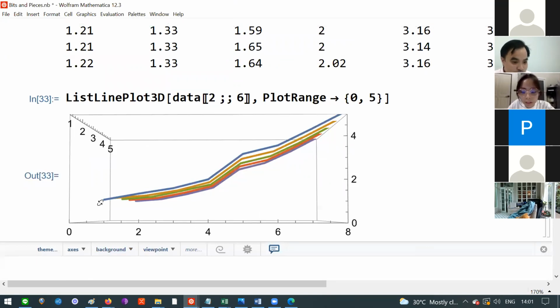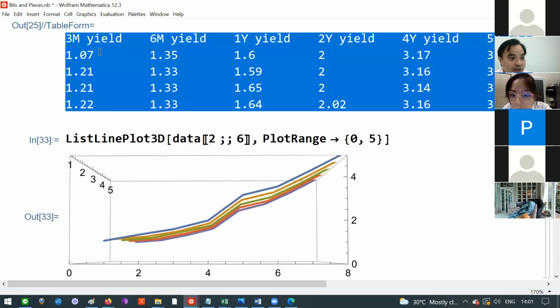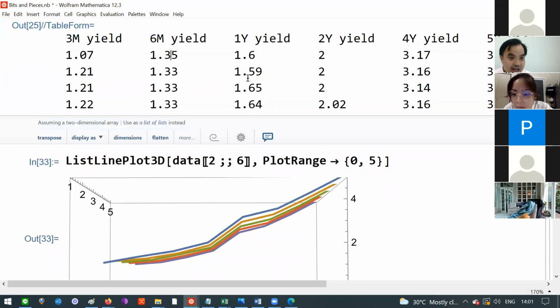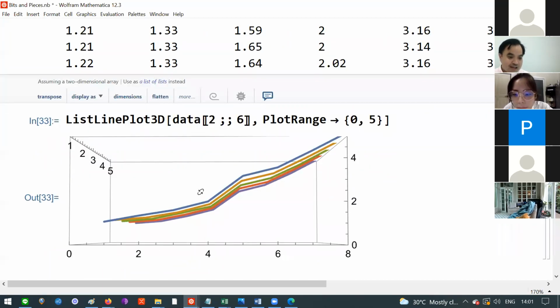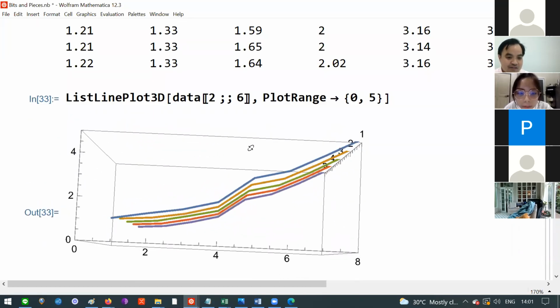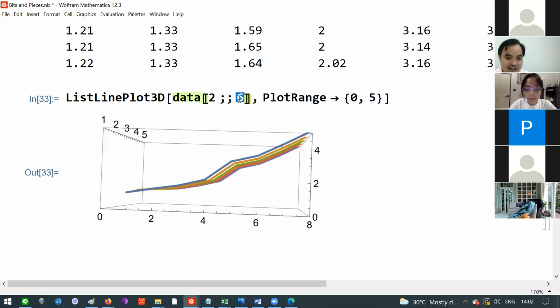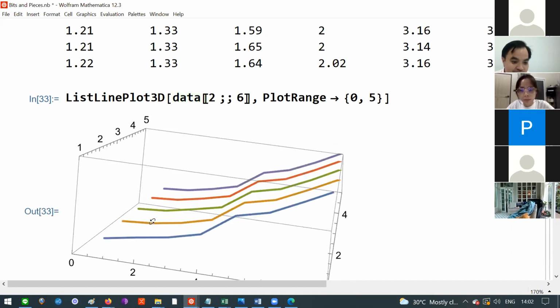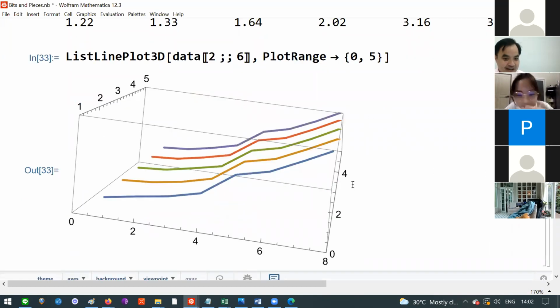So on day 1, if you invest for 3 months, you get this many percent. So 1.07, and then 1.35, and 1.6, and then jump to 2, and then to 3.17, and then 3.57. So this is what's called a yield curve. Just look at one of them. This is the yield curve on day 1. Now this is the yield curve on day 2. This is the yield curve on day 3. You see that?